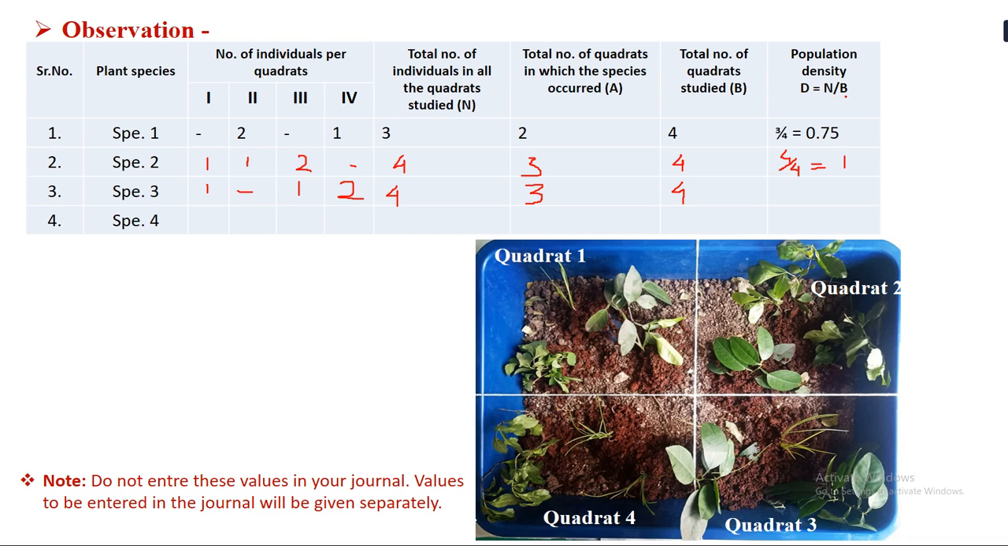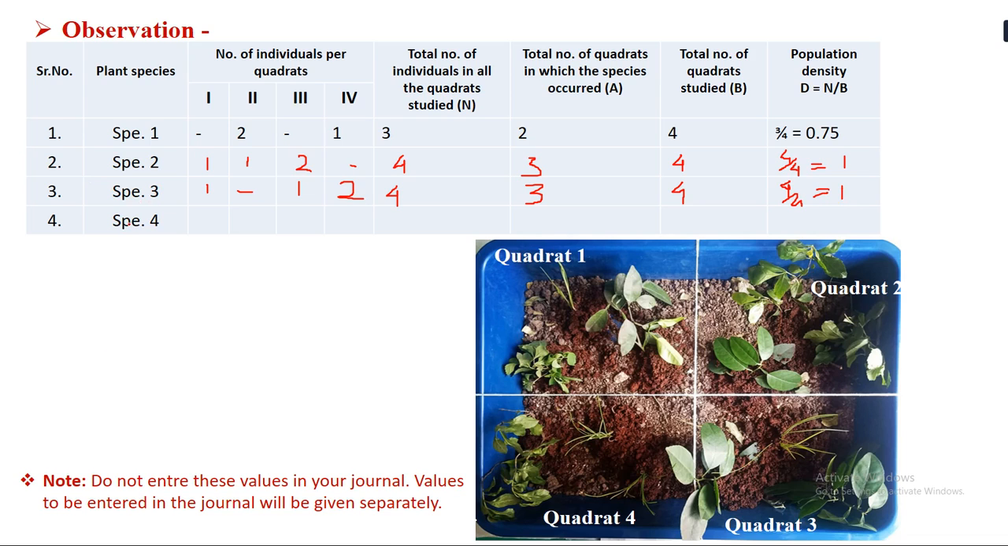D is equals to N by B. So N is again 4 by 4. So that again goes to 1. So again the population density of Zapyranthus is 1.